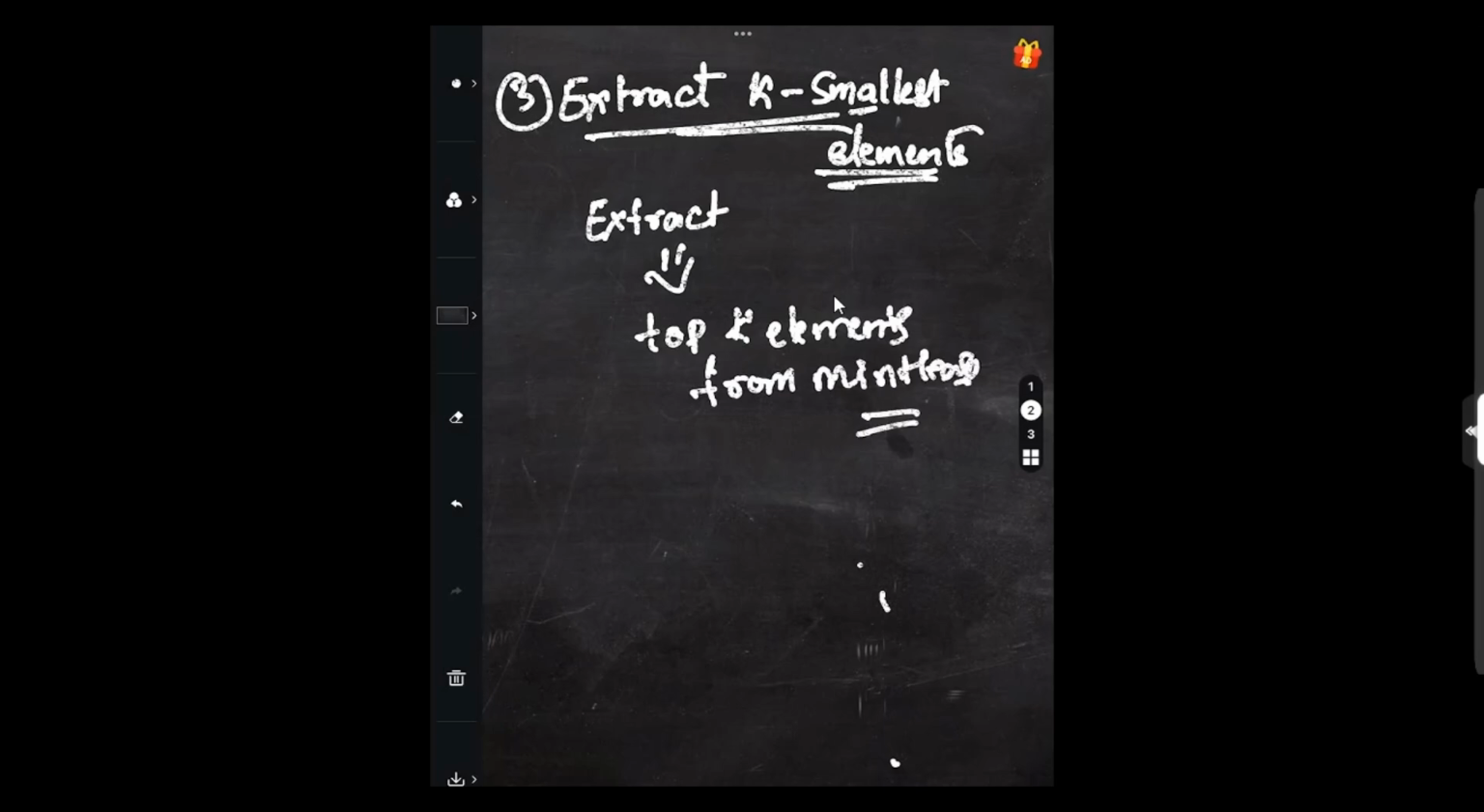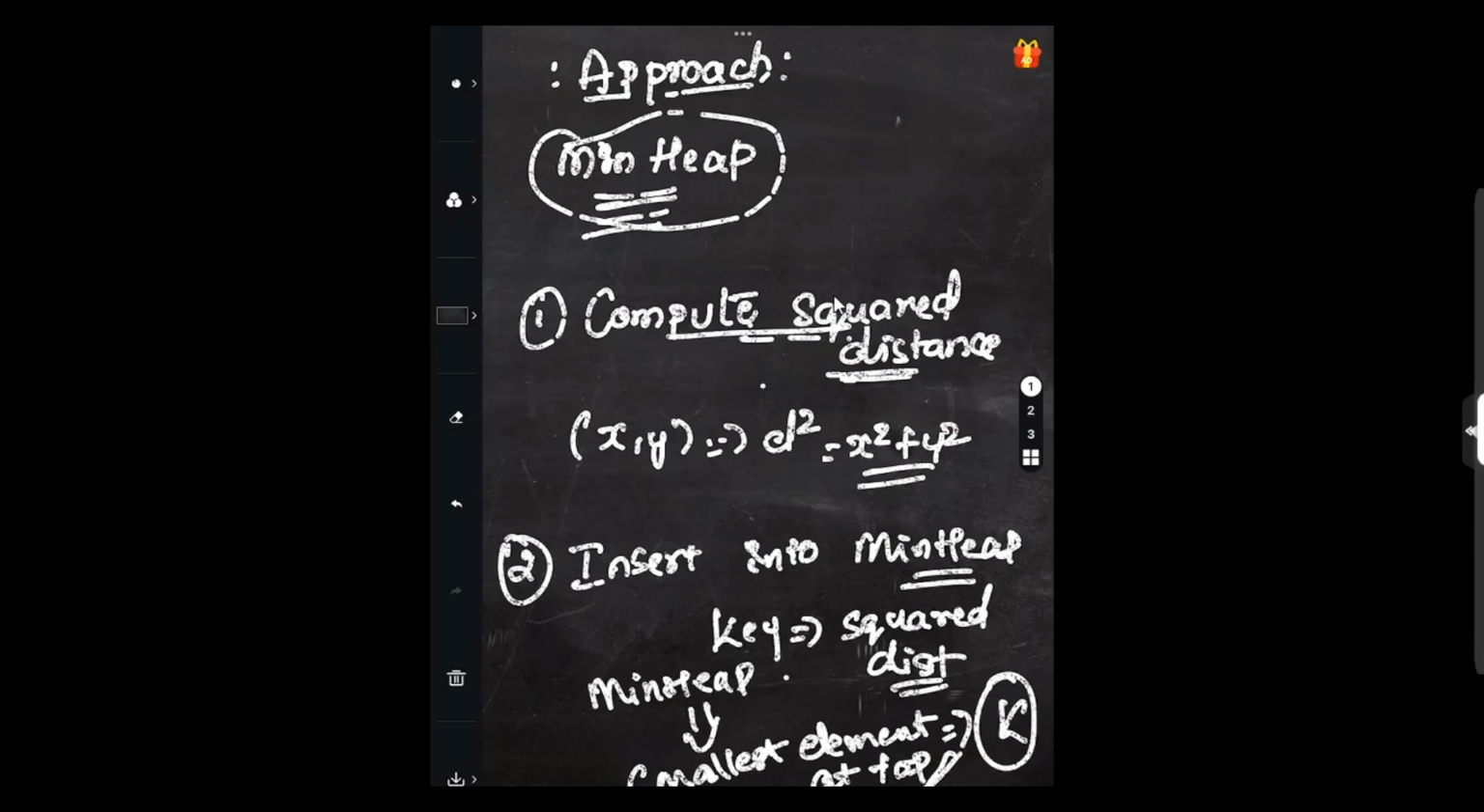Then finally, these k elements will be the closest points to 0, 0 in this case. So this is how we'll be solving the problem. This is the approach that we'll be going with.